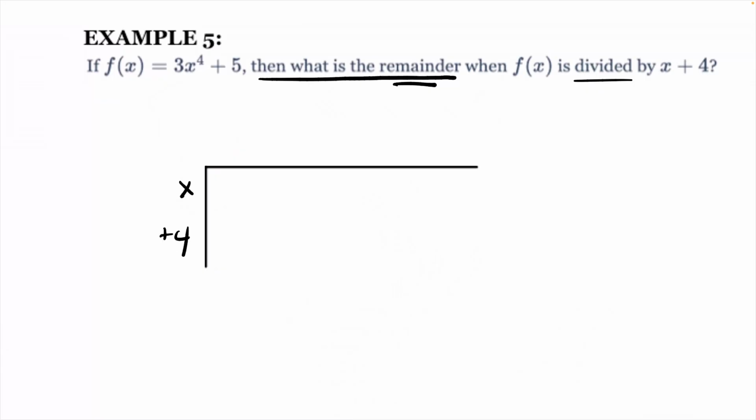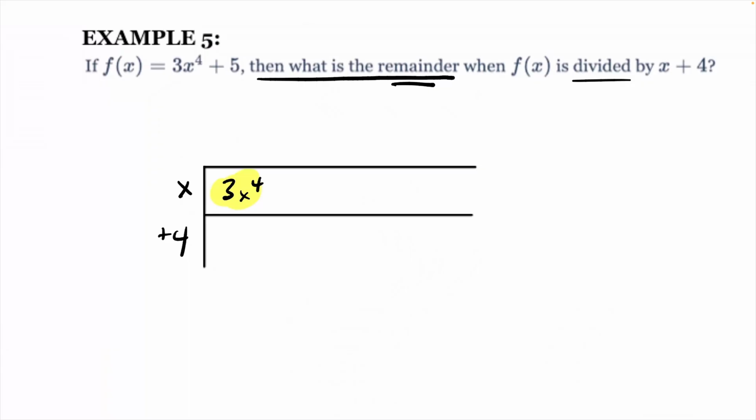X plus 4 goes on the outside, so it's just a binomial this time. What do we start with? 3x^4, yeah, 3x^4. That part hasn't changed. It's always the same. All right, so what number do I need to multiply? Because this is 1x, right? This is 1x there. So it's got to be a 3x^3 now. And then positive 12x^3.